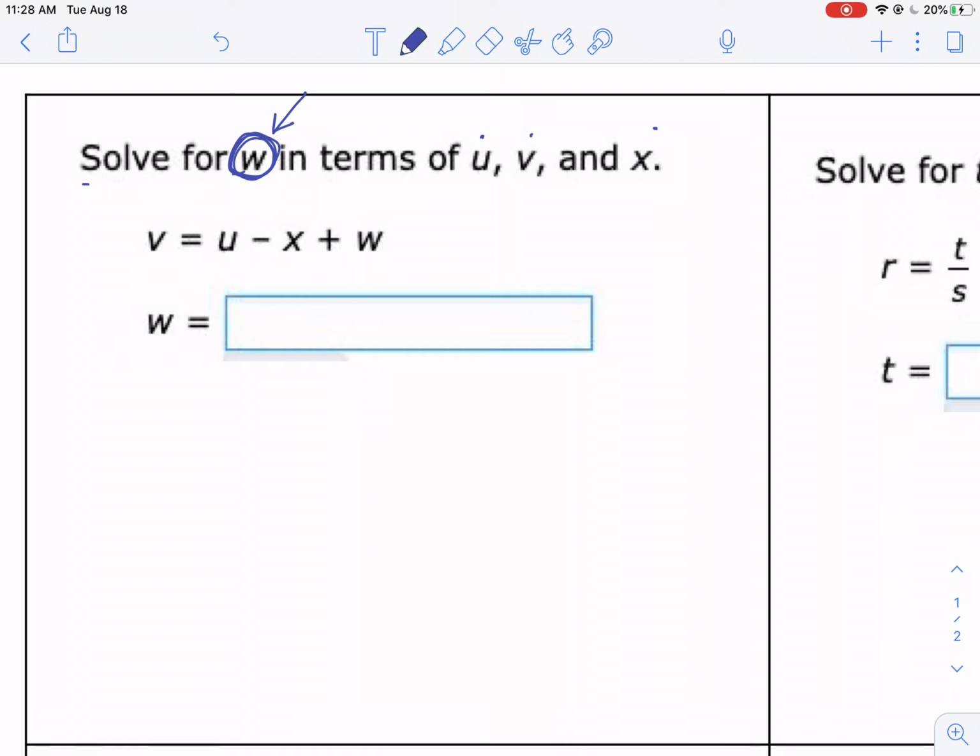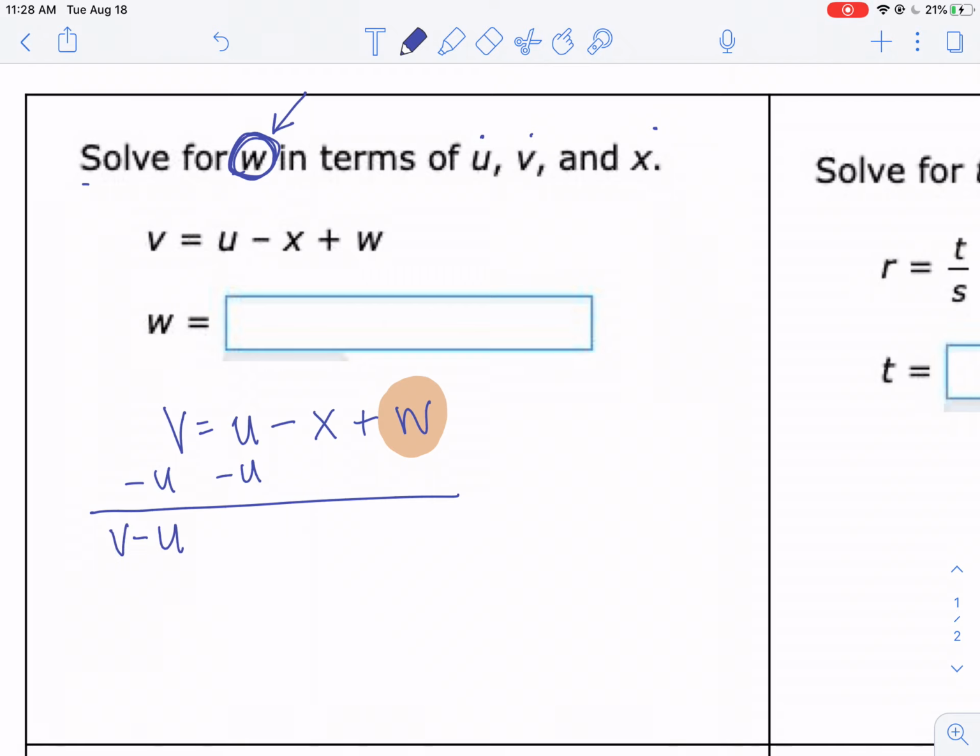So I'm going to go ahead and write down this problem. V equals U minus X plus W. I want to get W by itself, so that means I want to get rid of U and X in this case. I see that U is positive, so I'm going to subtract it to the other side. As you guys know, we can't subtract V and U, so I just say V minus U equals negative X plus W, right? So I have positive W here.